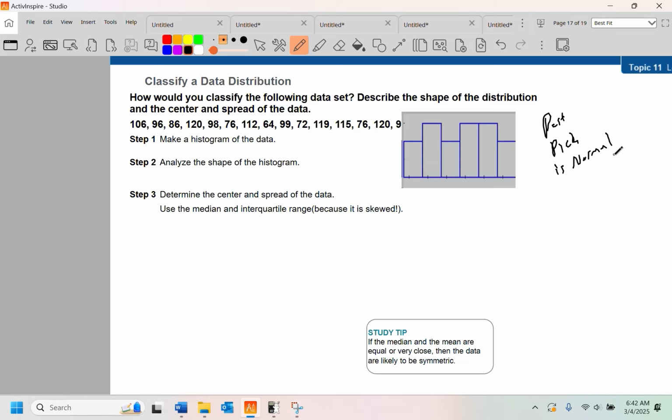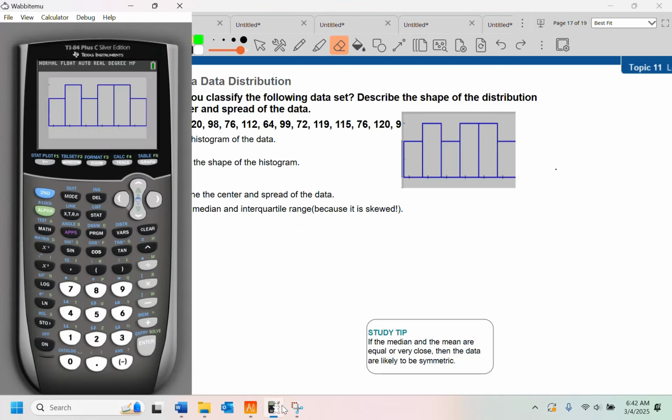All right, analyze the shape. We've done that. Step 3 says determine the center and spread of the data. Use the median. Well, they're saying it's skewed. I don't agree with that. Don't agree with that at all. I guess it is skewed, isn't it? Nah, let's go with your textbook. It was written by somebody smarter than me.